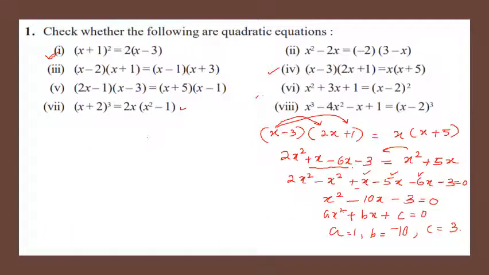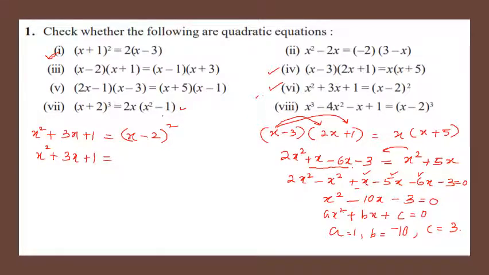Now children, let us look at the 6th question. There must be something special about the 6th, when I'm telling you to look at it. It is x square plus 3x plus 1 is equal to (x minus 2) whole square. So it is a square, this is a square, so you'll say yes madam, it is of the form ax square plus bx plus c, what is there to check? But still, even if you seem to be saying okay, let us check it over here.